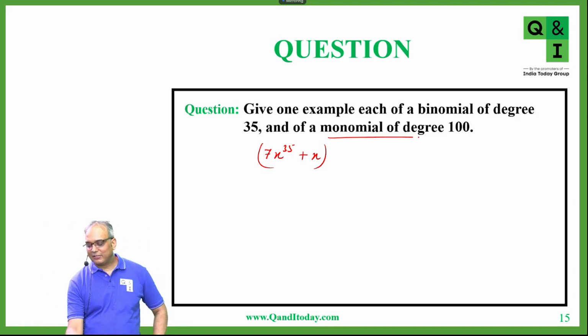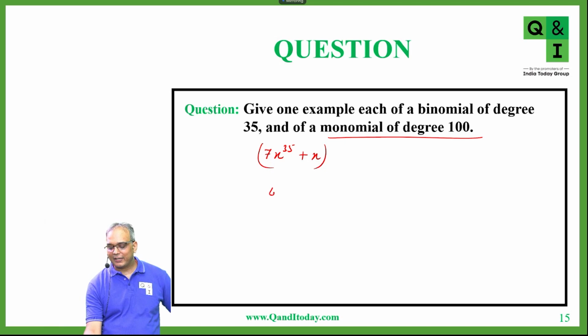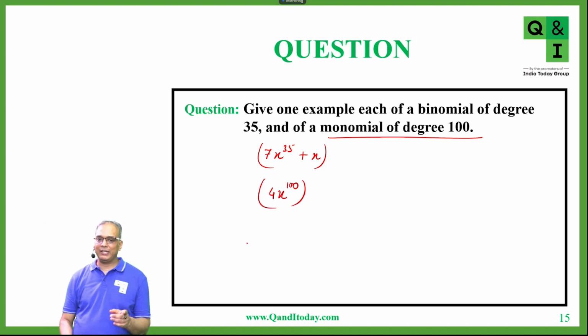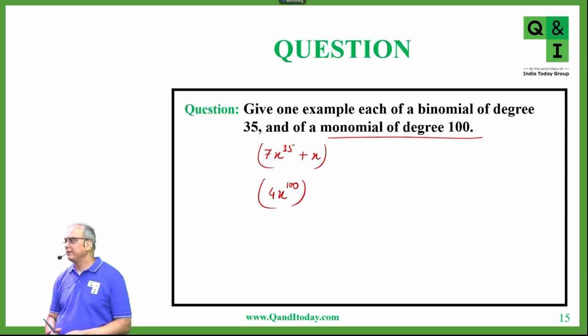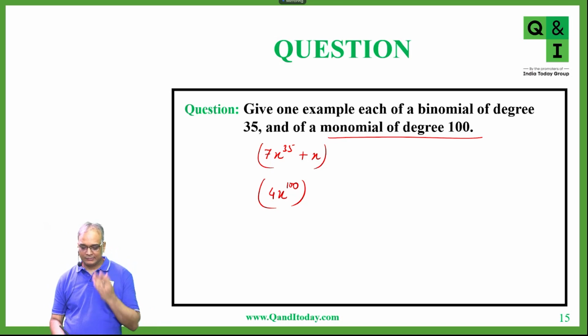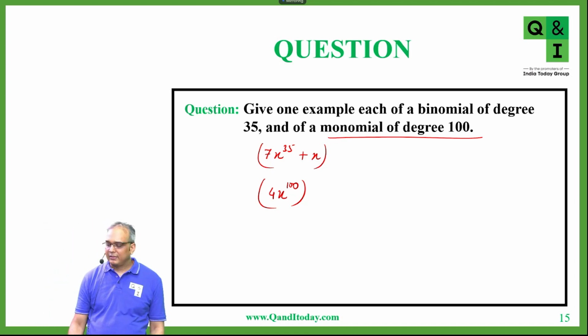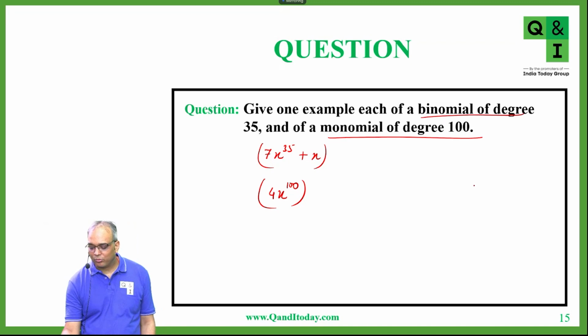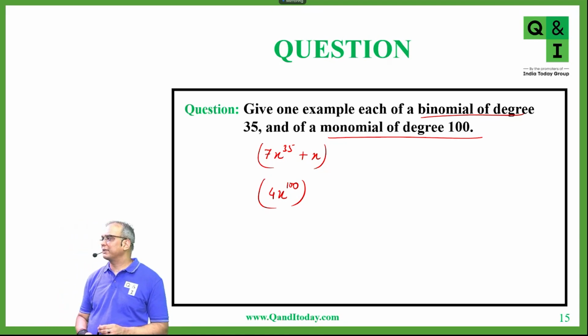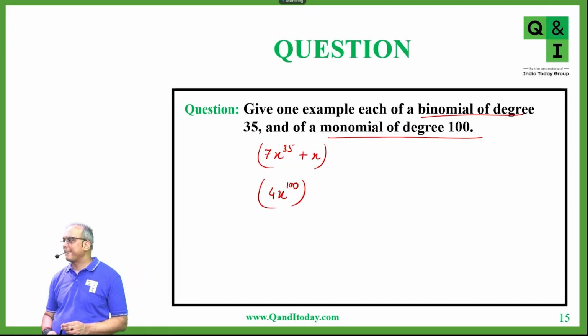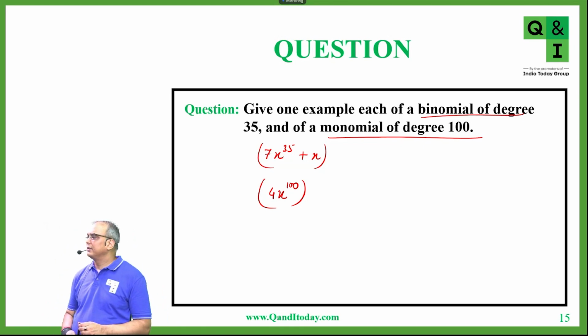Now, the second one is a monomial of degree 100. So a monomial of degree 100 is 4x raised to the power 100. This is a monomial because it has only one term and the degree is 100. Yes, Rudra, it is correct. Is it clear to everyone? Binomial of degree 35 and monomial of degree 100. You can take any example. Yes, Anay, you can take that as well, 5y to the power 35 plus y to the power 35. Yes, 2x to the power 100 can also be taken.